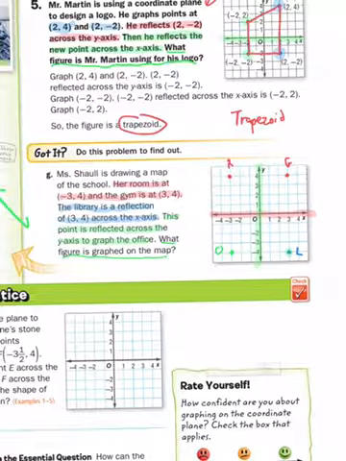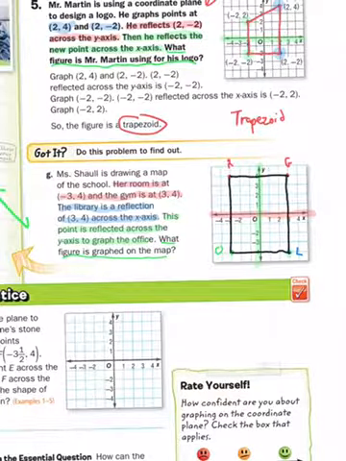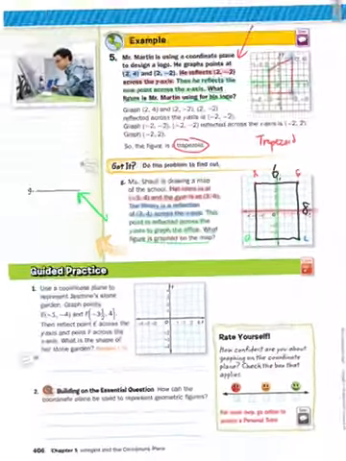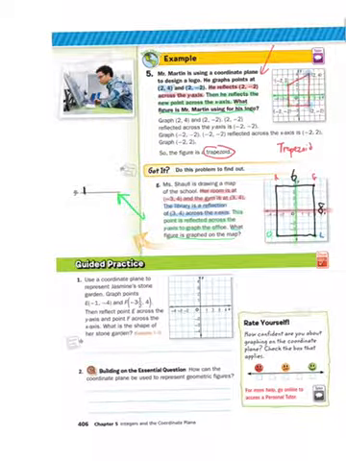Now the question says what figure is graphed on the map. So I'm going to connect it. All right, so it's definitely not a trapezoid. And I think it's a rectangle, because if I count, this is 1, 2, 3, 4, 5, 6, 7, 8 high. 1, 2, 3, 4, 5, 6 wide. So it's definitely not a square, because it's 6 units by 8 units. So that is, ladies and gentlemen, a rectangle.